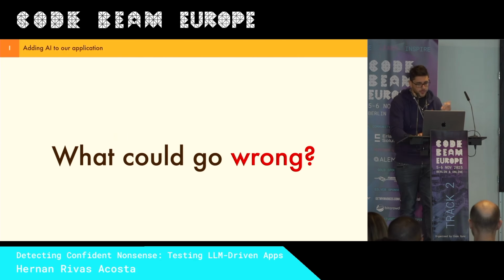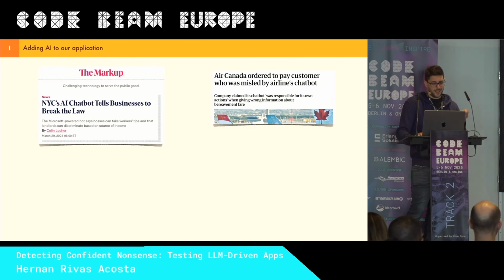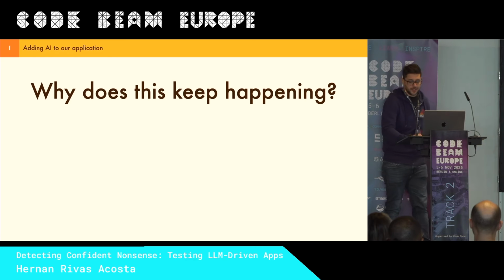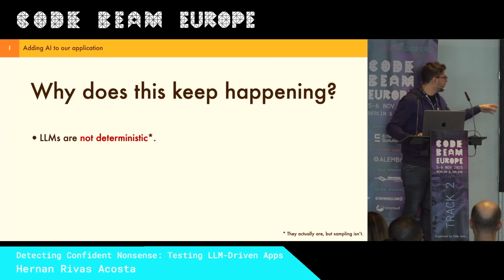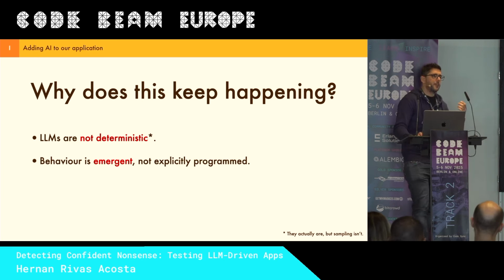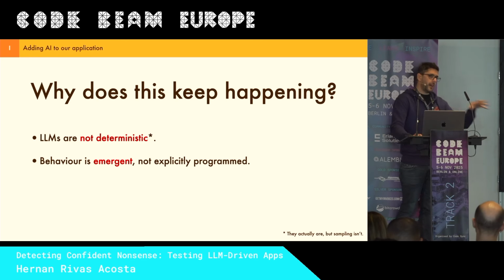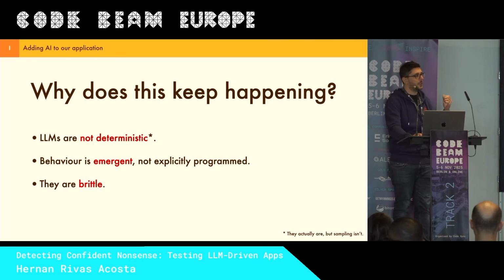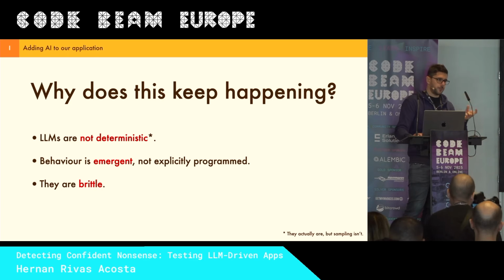And then you're like, what could go wrong? And, you know, it can go wrong. So why does it go wrong? First of all, LLMs, as you know, are not deterministic. Actually, they are not deterministic, at least not when used in practice. Their behavior is emergent, meaning that we don't really tell them what to do. So we kind of hope that the training does what we intend them to do, which is a bit brittle. And that means that they are very susceptible to small changes in the input.